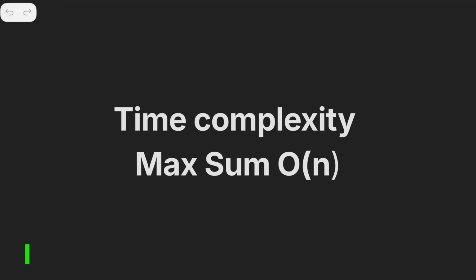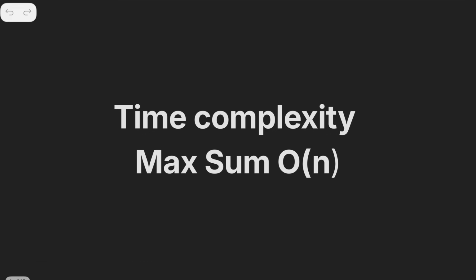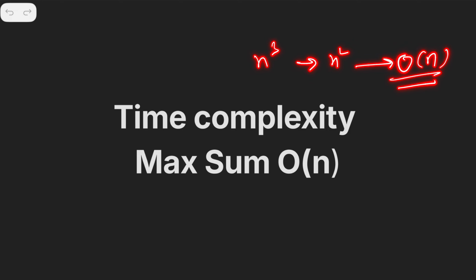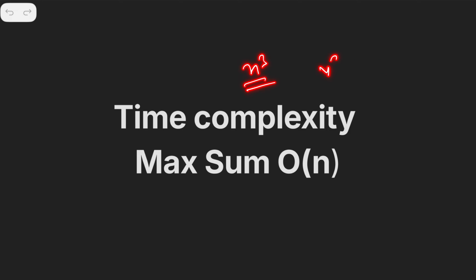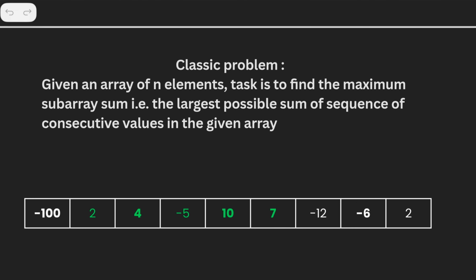We have taken this maximum problem to understand the time complexity better. We started from n cube, then we went to n square. Now we are going to try even more optimization and reduce this to O of n. I will put this n cube and n square algorithm videos into the card. Please do watch it. Let's reiterate the problem statement again.